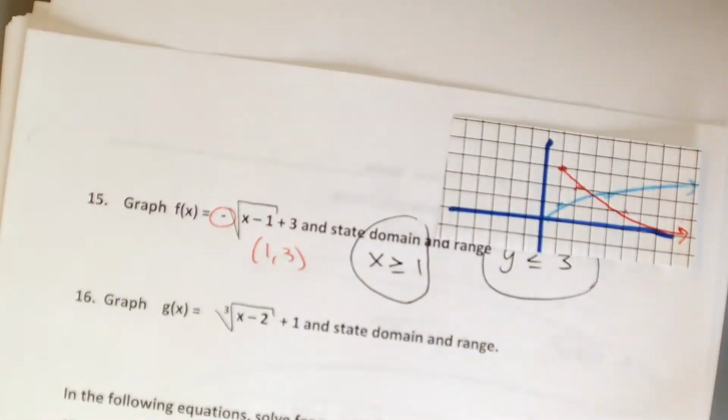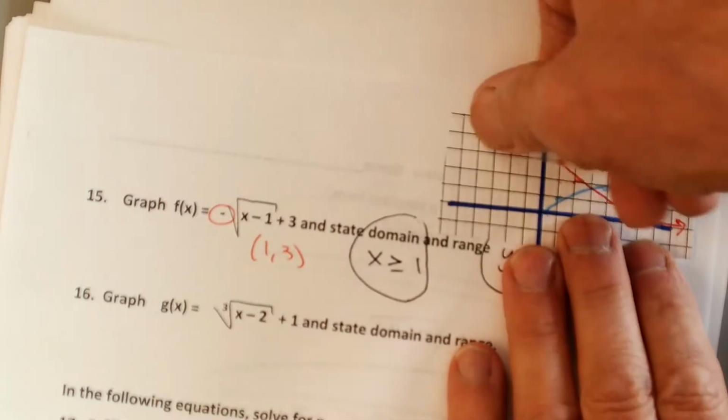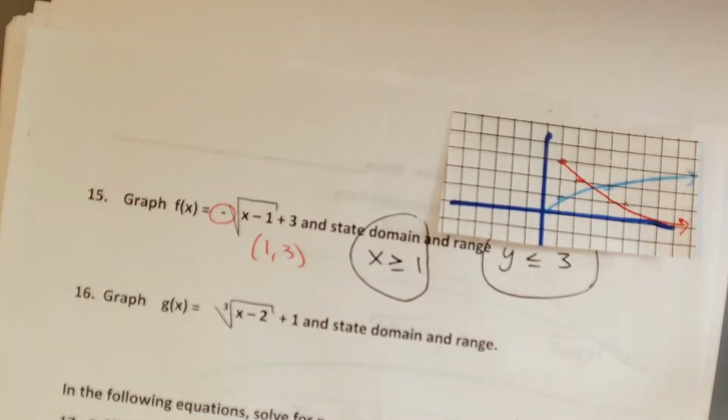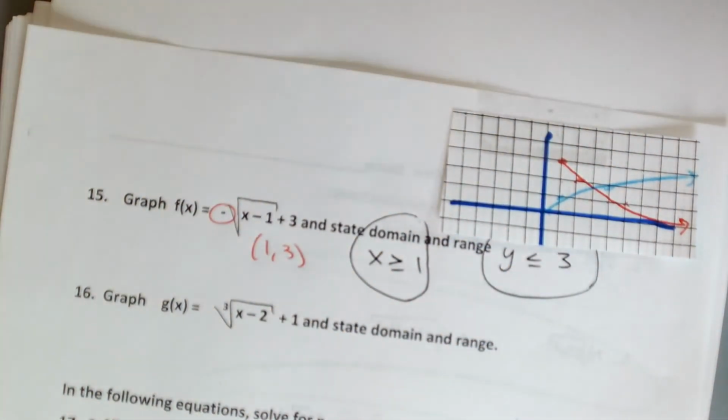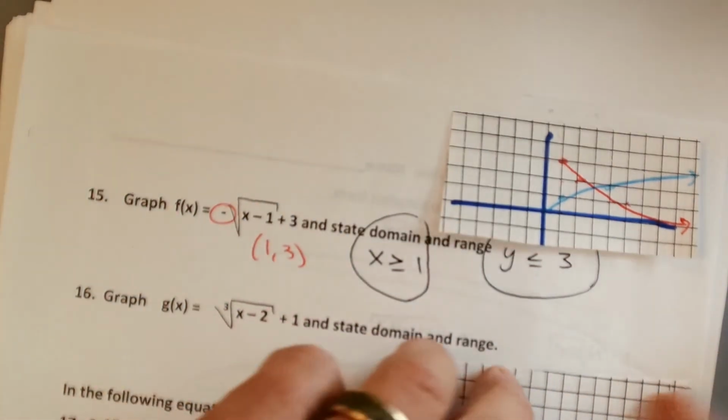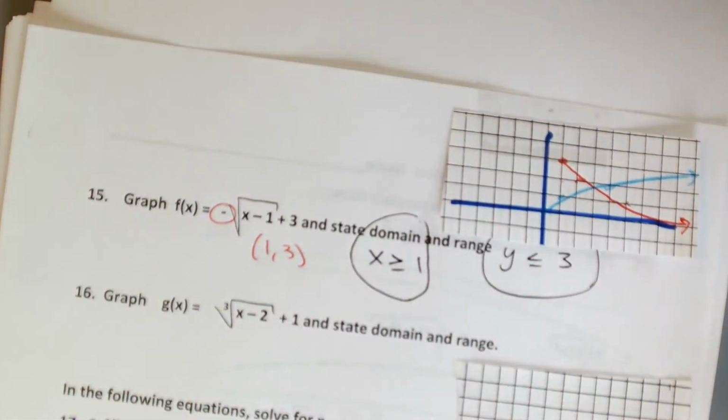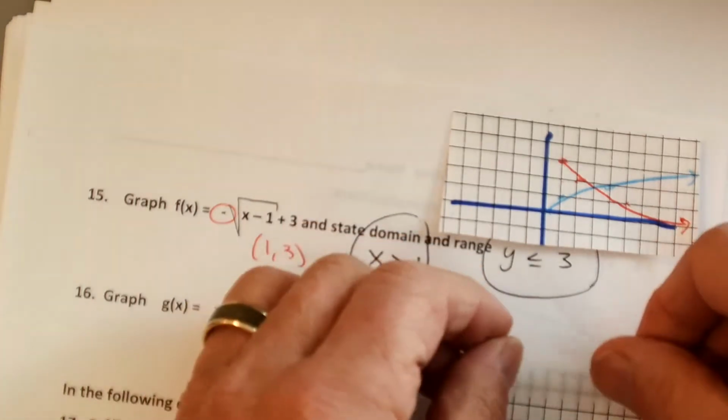Let's look at number 16. Now, 16 is a cube root, and hopefully you remember what a cube root looks like. If you don't, I'll show you the parent function of a cube root. Let me put that on my graph real quickly. All right, a cube root. So first of all, my parent function, I'm doing cube roots.